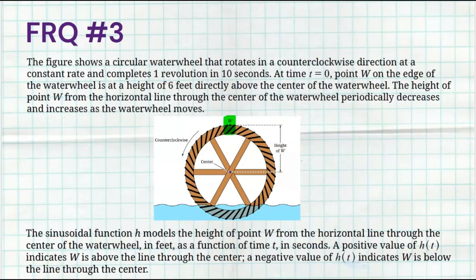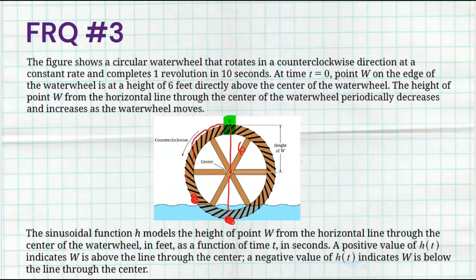All right, the height of W from the horizontal line through the center of the water wheel periodically increases and decreases. So what we're measuring is the height that W is from the center. So it starts off 6 feet above, and notice as it goes this way, it's going to get closer and closer to that center, and at some point it's actually going to be below the center until it reaches its minimum, where it's going to be 6 feet below.